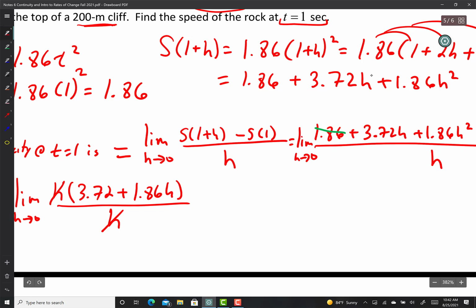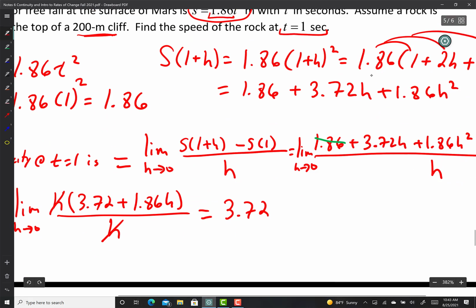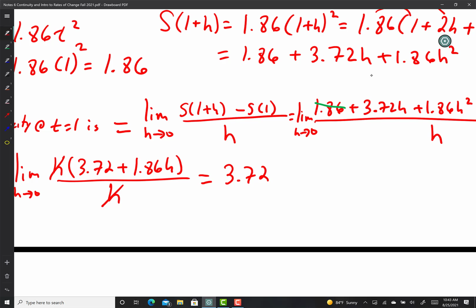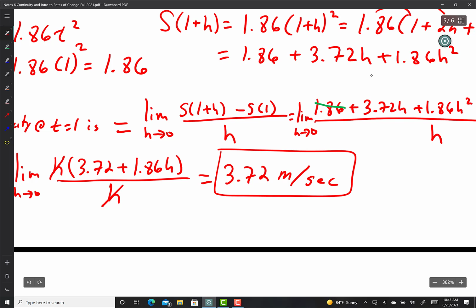What is h approaching? No, h. h is approaching 0. So that 1.86 times 0 is going to be 0. And all I have is 3.72. I didn't get that 1 that Google has, but that's fine. And I need units. Meters per second. Are you shocked that it's 3.72?